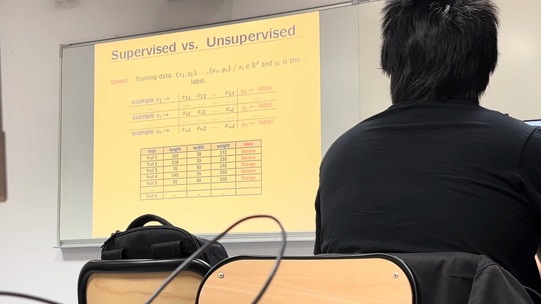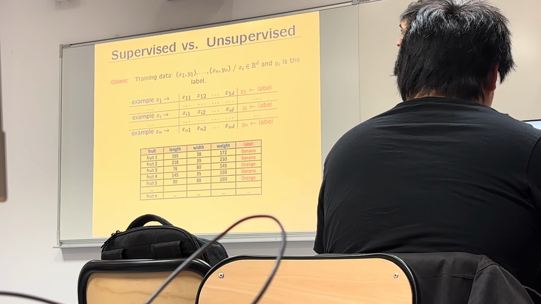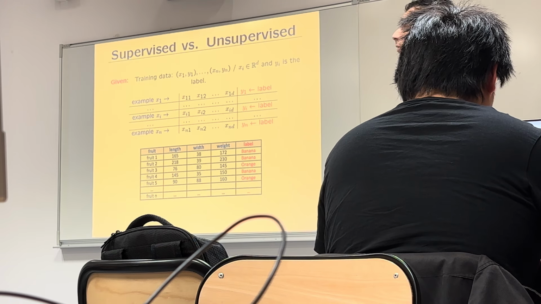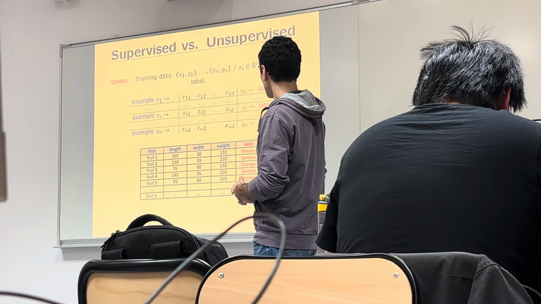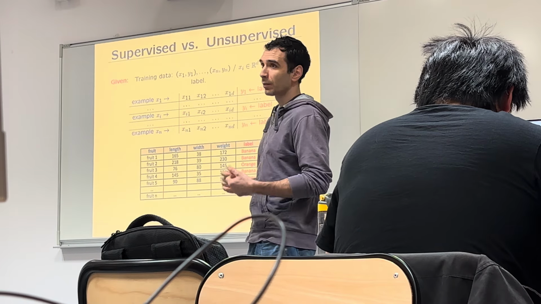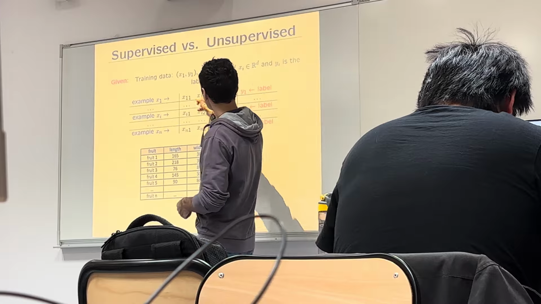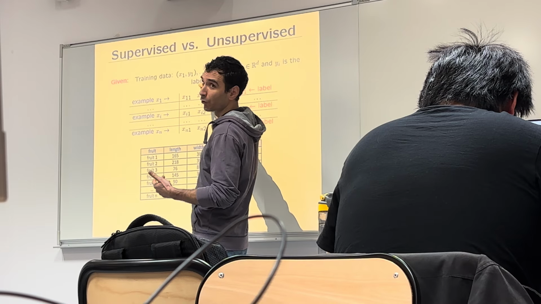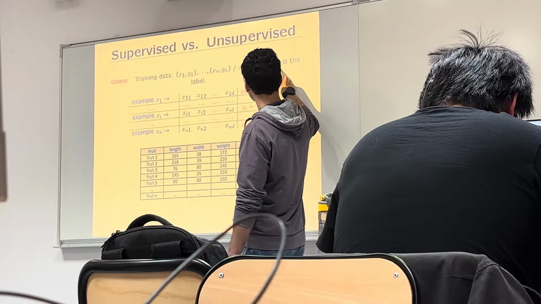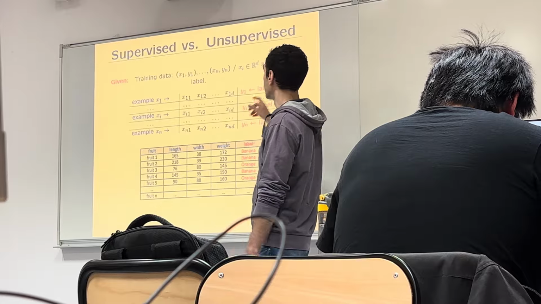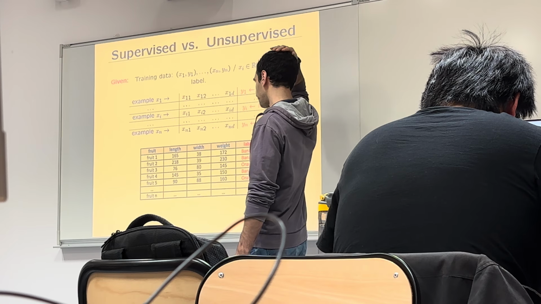There are two main types of algorithms. The first one is called supervised, and the second one is called unsupervised. If you perform supervised machine learning, you basically give what we call training data to your algorithm, and you try to predict something, which is called the output or the label.